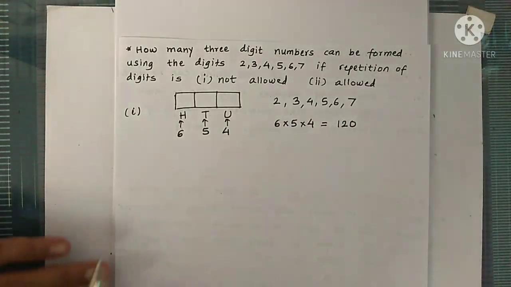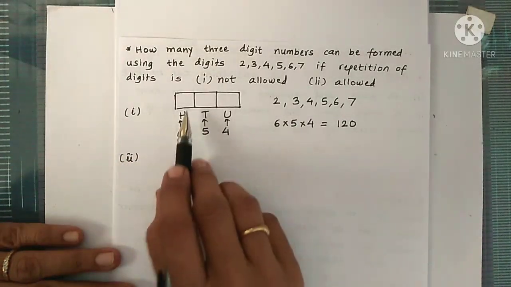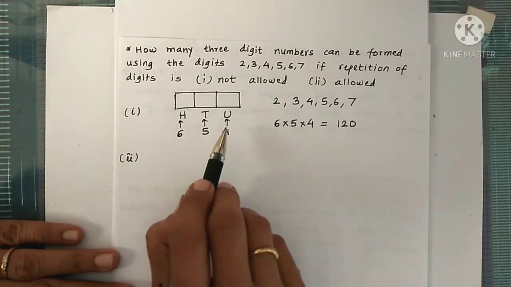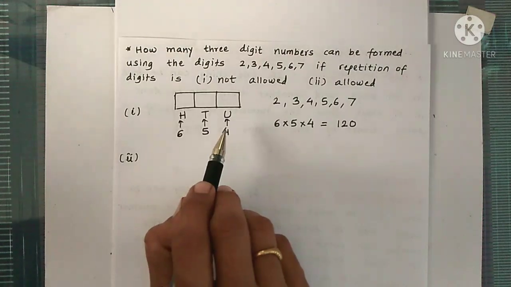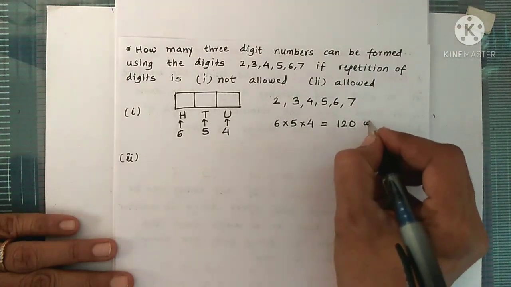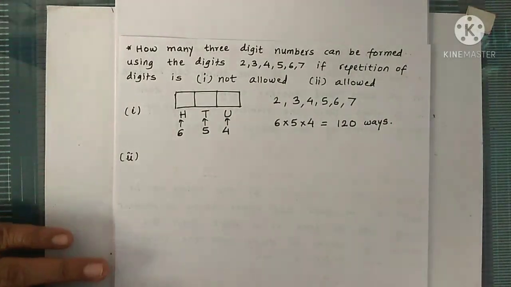Okay. In the second one, you have to write like this. Hundreds place can be filled in 6 ways. Then tens place can be filled in 5 ways. And units place can be filled in 4 ways. So total number of ways is 6 into 5 into 4. That is 120 ways. So in all 120 numbers can be formed like this.